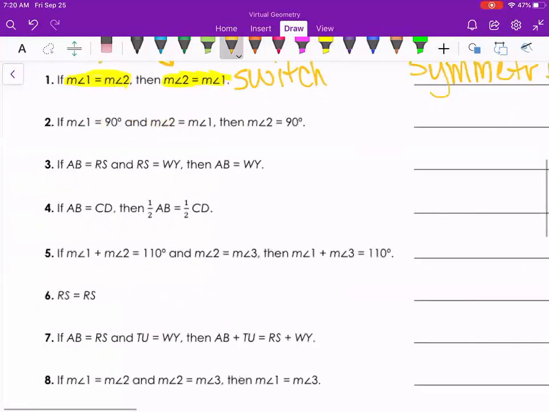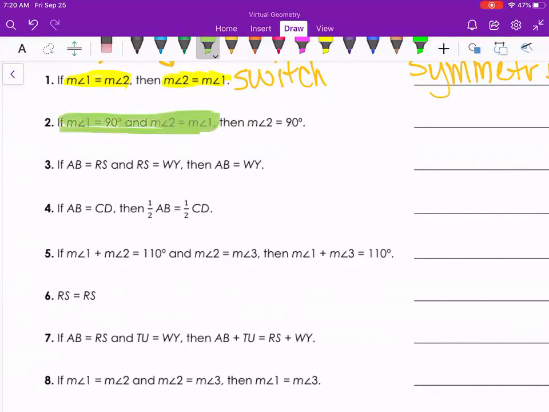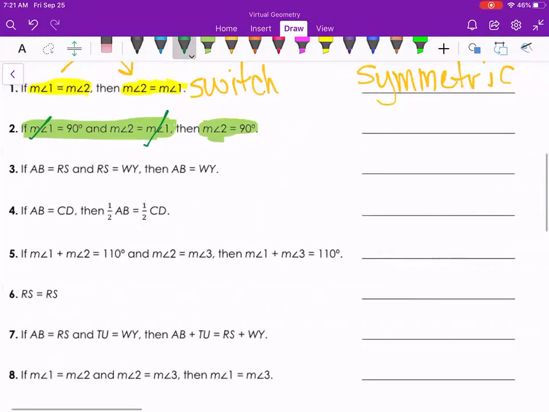All right, let's check out the next one. So we'd start with your hypothesis. If the measure of angle 1 is 90 and the measure of angle 2 is the same as the measure of angle 1, the only thing I have left in my conclusion is that the measure of angle 2 must be equal to 90. So we've eliminated or removed parts of this piece. Notice with both of these, angle 1 is repeated. So we removed repeated information. If I remove repeated information, that was transitive.